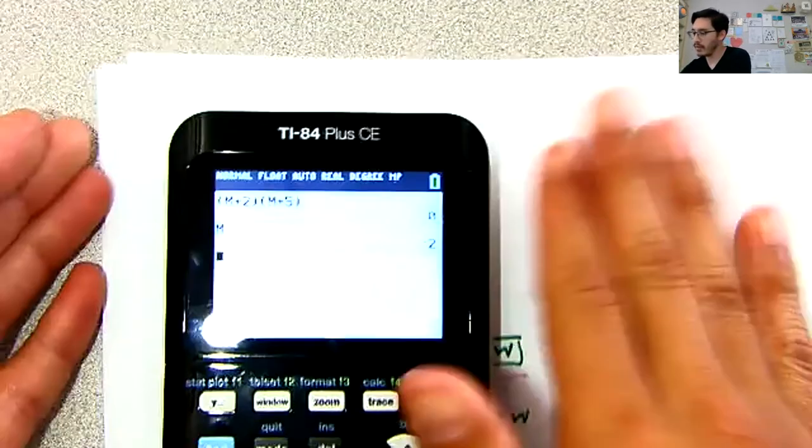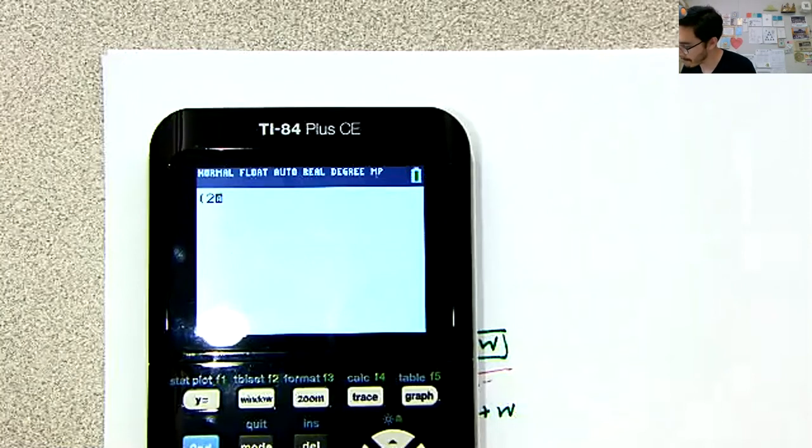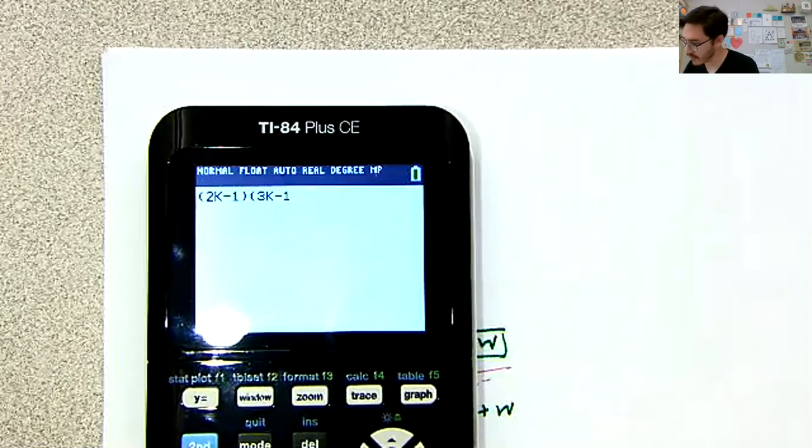Okay, this one's going to be a bit more of a challenge. I have a new number, and this time I'm going to multiply my number by 2. I saved it as k, and subtract 1. But I'm also going to multiply my number by 3 and subtract 1. So I'm multiplying my number by 2 and subtracting 1. I'm also multiplying my number by 3 and subtracting 1.